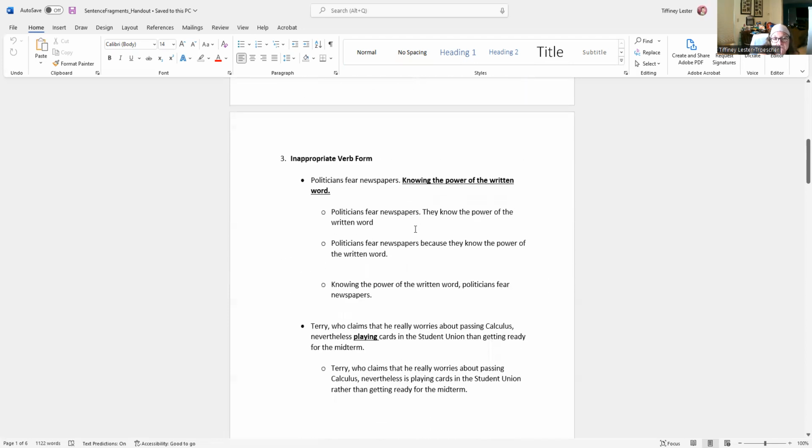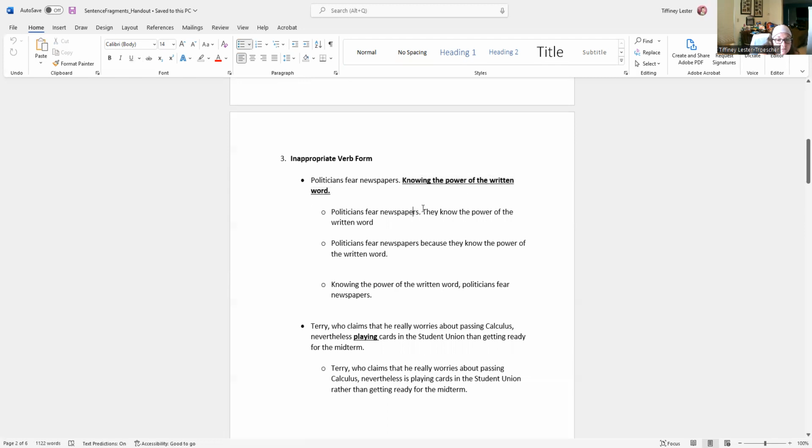We also can end up with sentence fragments due to inappropriate verb forms. This is using those gerunds, the ing words. They look like verbs. They are verb forms. They have a verb within them, but they aren't actually verbs. So we have an example here. Politicians fear newspapers, knowing the power of the written word. We don't have a subject or a true verb in this, so it's a fragment.